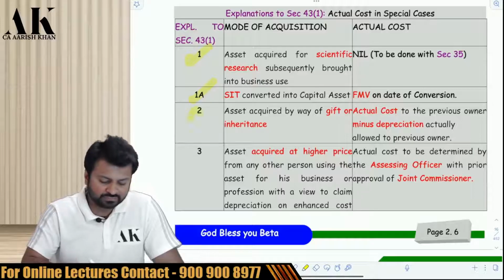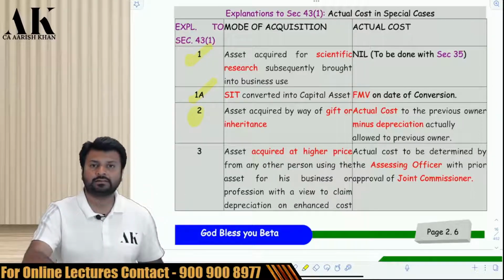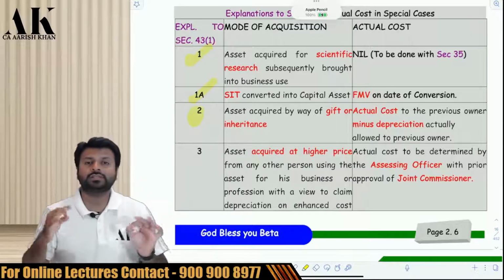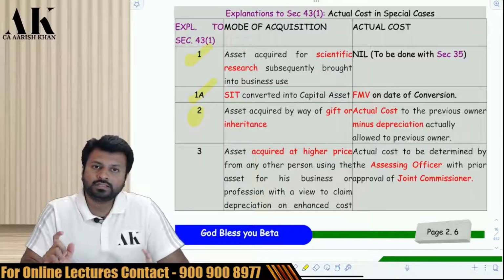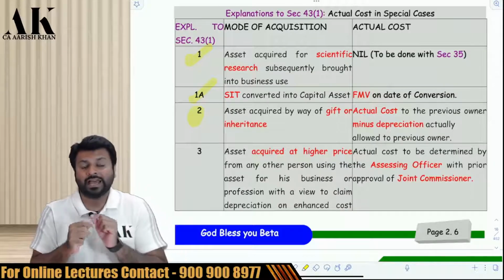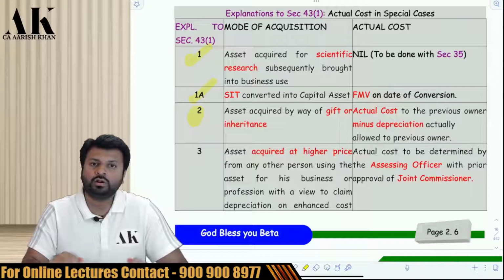Therefore, the first explanation which I'm talking about. Now, what is this explanation exactly, sir? This is actual cost in certain special cases. In certain special cases, the government has defined actual cost in a special manner and not in a normal manner.